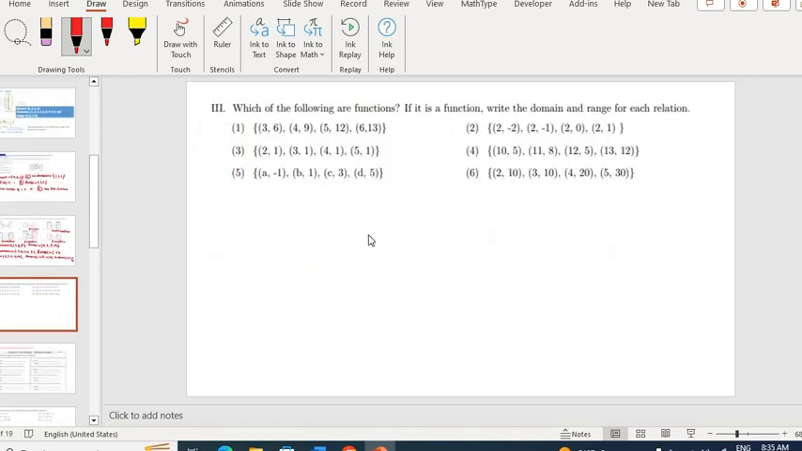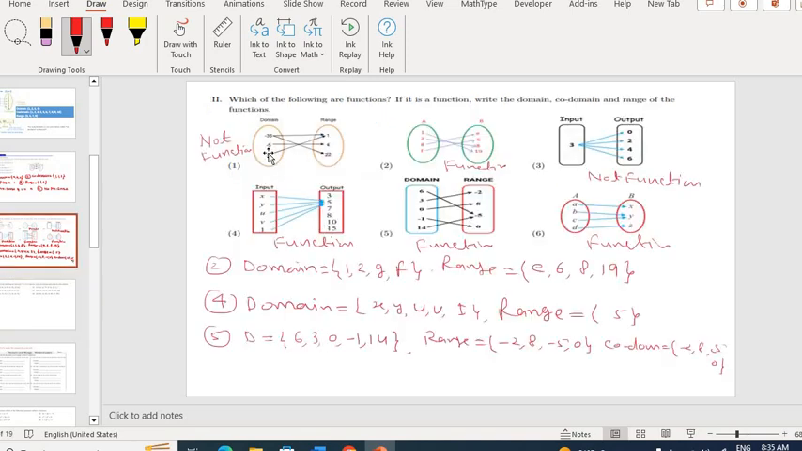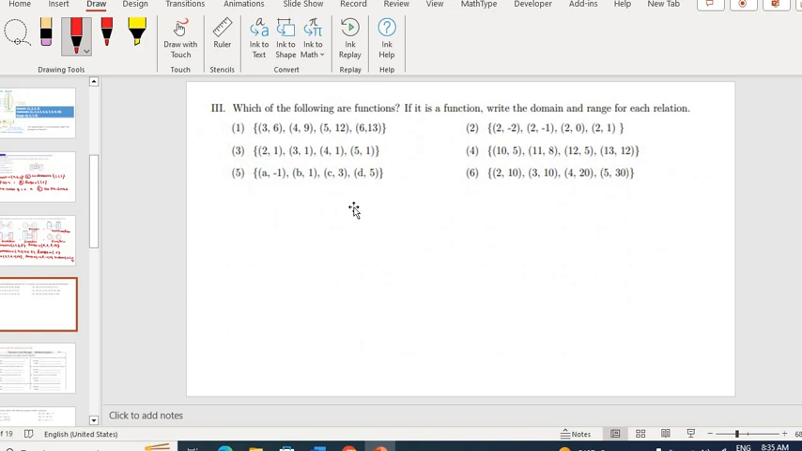Next one, before that, I'm giving you this. This is an arrow diagram. That means how we can recognize, identify, or write the answer in terms of function. This picture diagram is called an arrow diagram. Now if it is given in set form, I mean question number 3, how can I write the answer? What he is asking: which of the following are functions? If it is a function, write the domain and range for each relation. If it is given in set form, then writing the answer is easy.